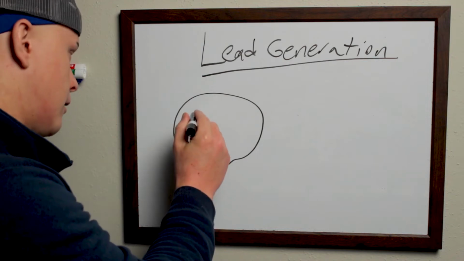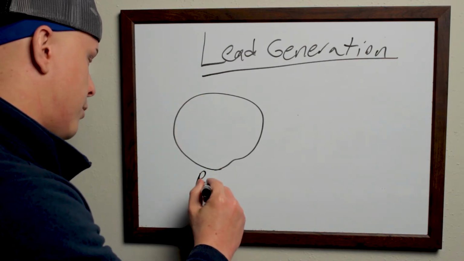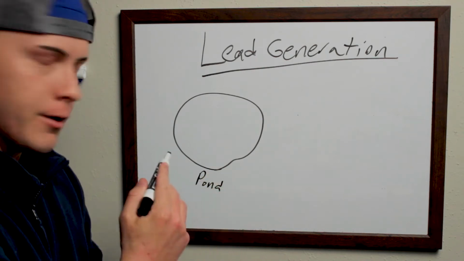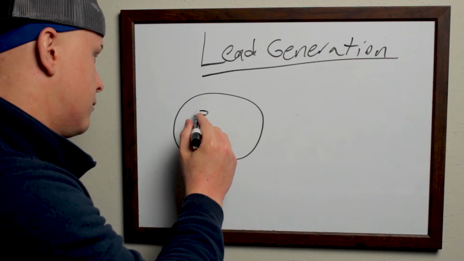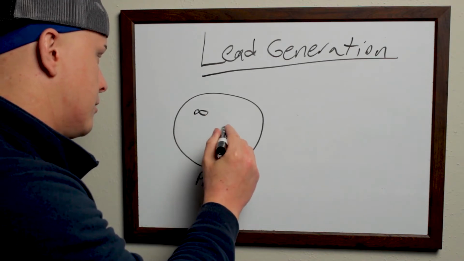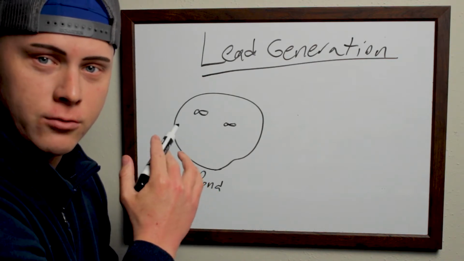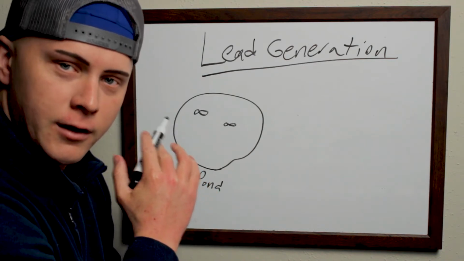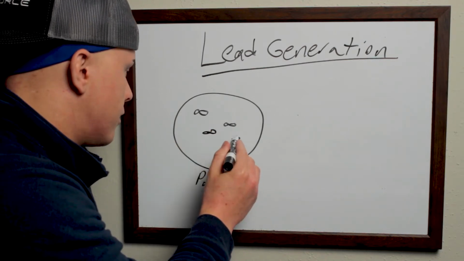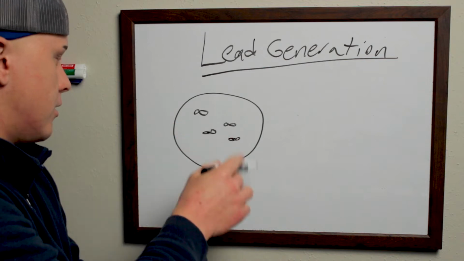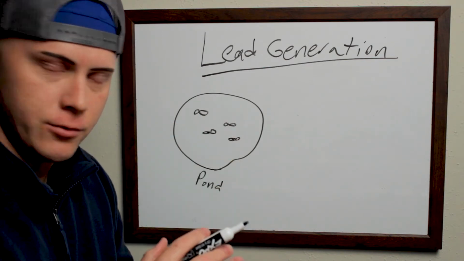This right here, let's just call this the pond. And this pond represents your ideal customers. Now, let's make these fish. I draw fish very beautifully. I am a Picasso in the flesh, if you will. And so this is what we're doing. We've got the fish right here. All this represents is your pool of ideal customers.